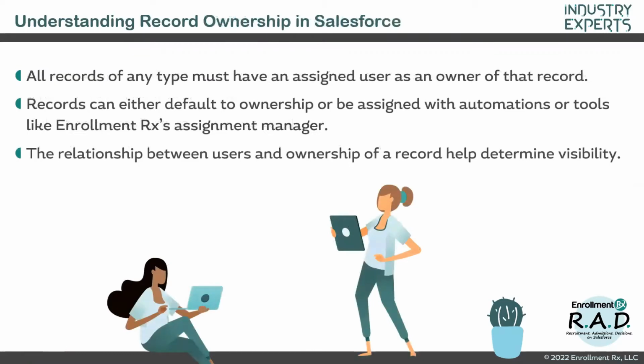Let's quickly talk about the concept of ownership. Record ownership is at the core of Salesforce record access capabilities, which allows you to specify which users or types of users should be able to access specific records or types of records. Because of this, it's important to have the right user own the record. Having the correct owner in your organization will allow you to make the most of features like the role hierarchy and sharing rules. And this is where tools like Enrollment RX's Assignment Manager become so powerful and useful alongside these features.